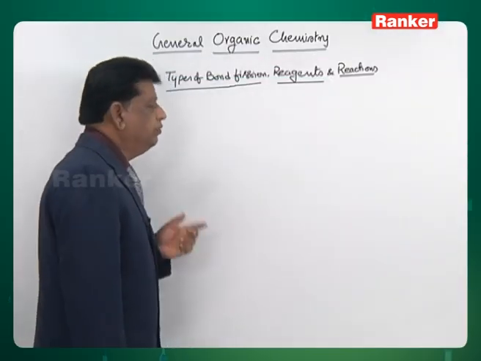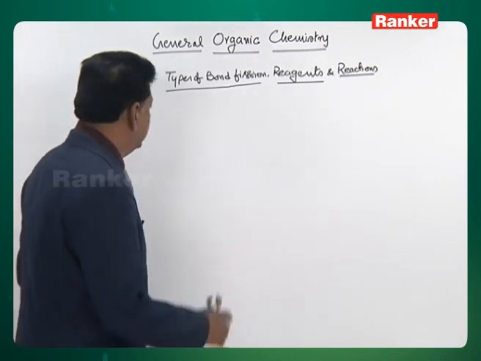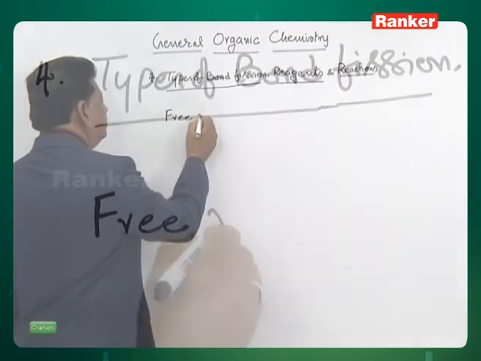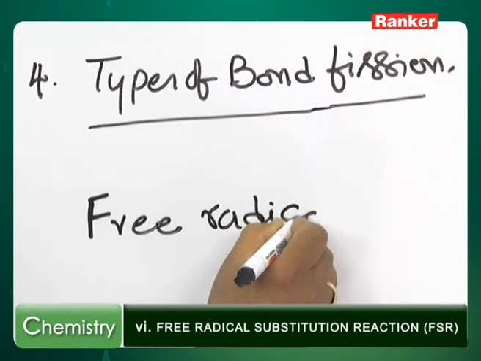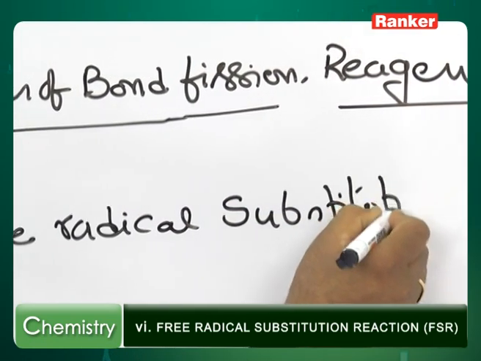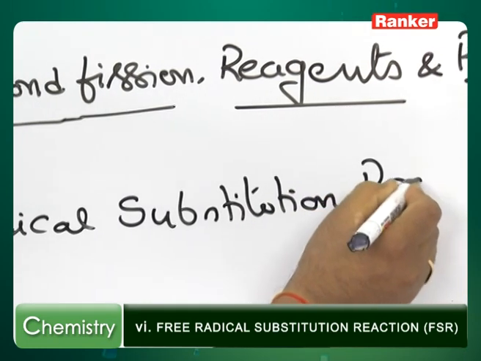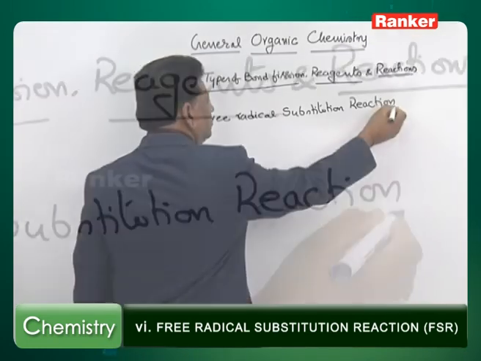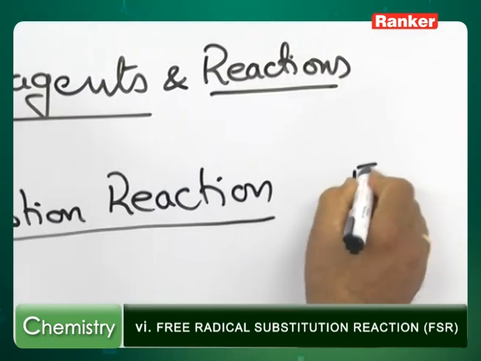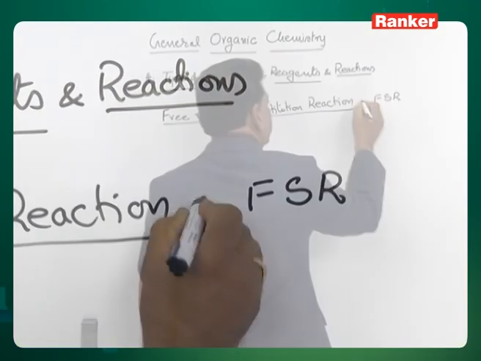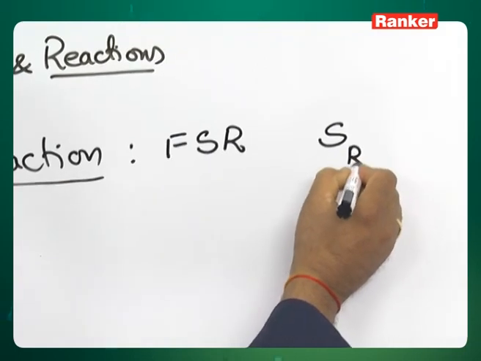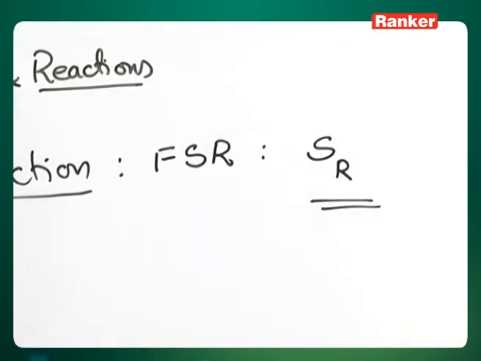In the types of reactions, we will take up the free radical substitution reaction. You can call it an FSR type of reaction, but technically it is a substitution with radical. So, let us stick to this terminology.